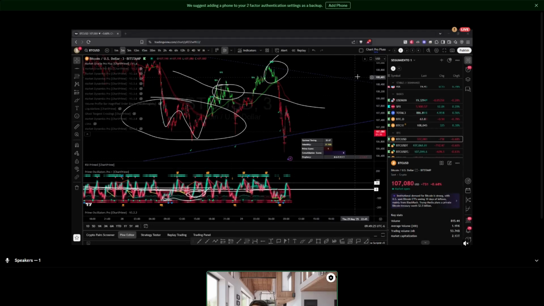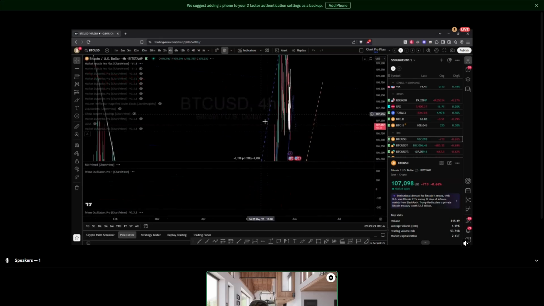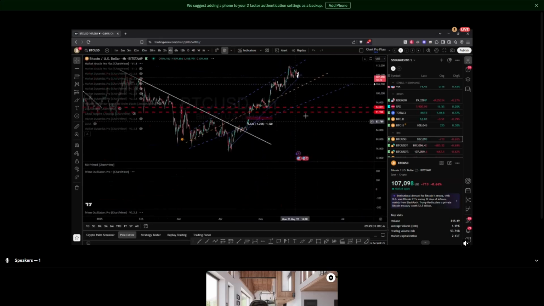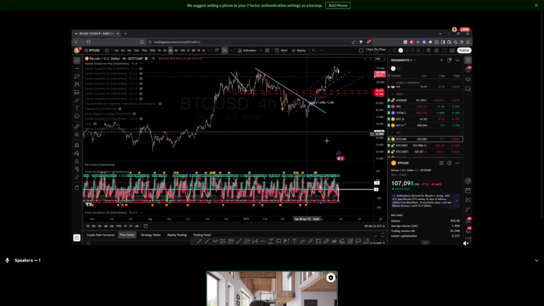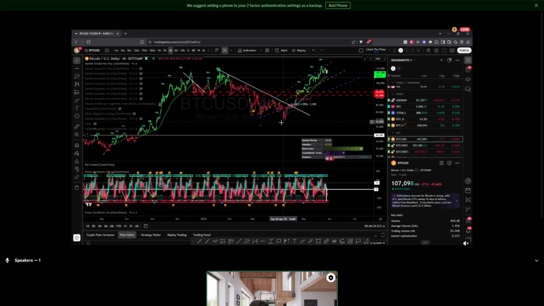All right, so this is the 3 minutes. Let's go into the 4 hours here. It's going to be a little bit messy. Stick with me, right? The first thing that I want to show you is that we zoom out. We always zoom out, it doesn't matter what time frame you are. You want to zoom out just to identify what the trend is.